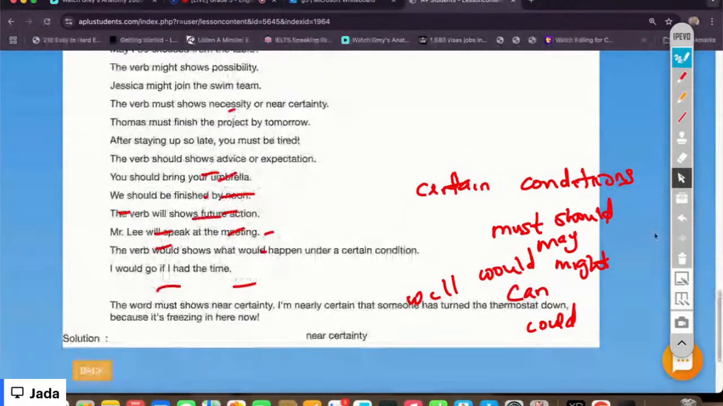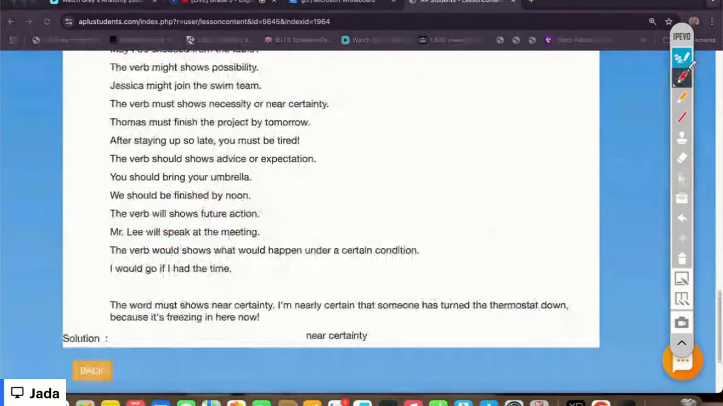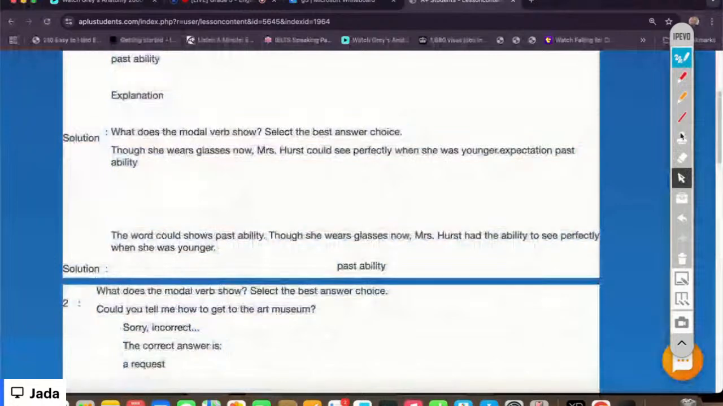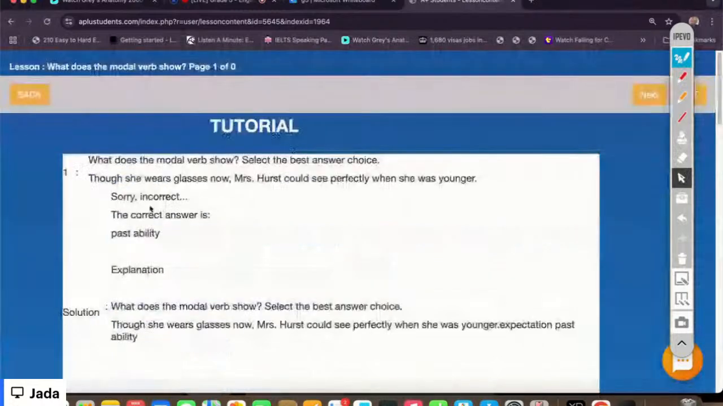Then we also have will. Will shows future action. So remember that when we use will, it is for the future. Mr. Lee will speak at the meeting. And then the verb would shows what would happen under a certain condition. I would go if I had the time. So all of these have different uses for the modal verb, so you have to try to remember when to use them or when not to use them.